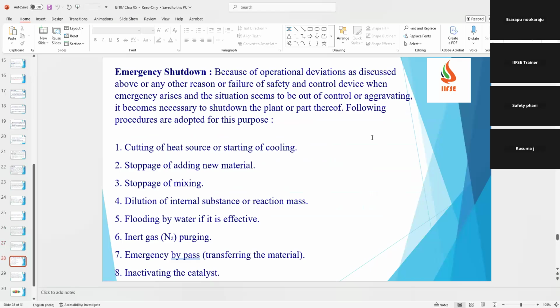Okay, and the next measure is emergency shutdowns. Because of operational deviations, as discussed previously, or any other reasons or failure of safety and control devices, when an emergency arises and the situation seems to be out of control or aggravating, it becomes necessary to shut down the plant or a part of the plant. So emergency shutdown is also of utmost importance: how they can safely shut down the process or hold the process to avoid further damage.